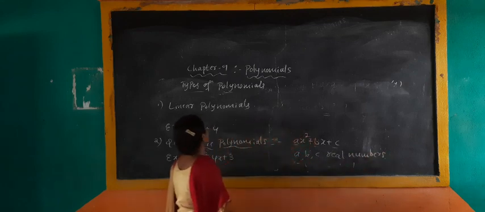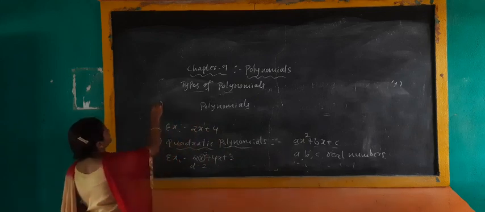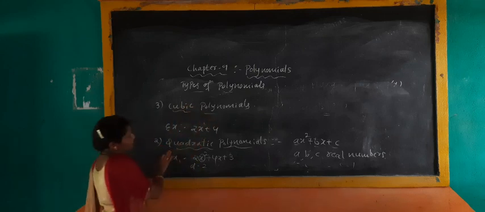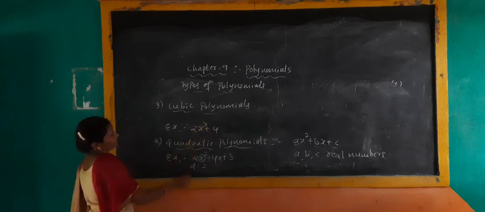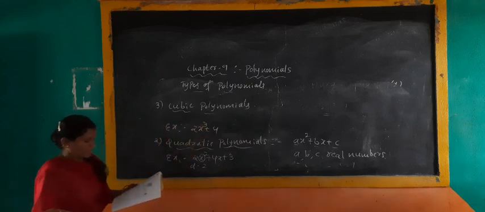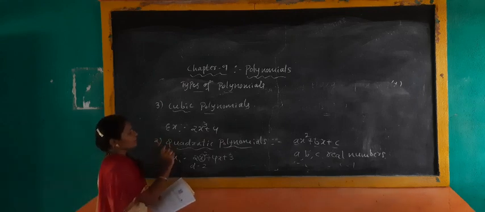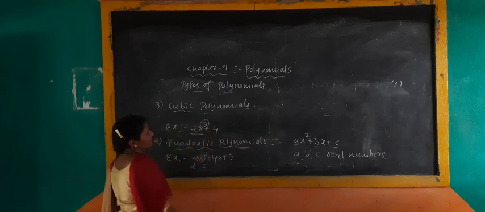Next, the third one, cubic polynomial. Here quadratic means 2. What do you mean by cubic? You know already, cubic means 3. Here a polynomial of degree 3 is called a cubic polynomial. For example, 2x cube plus 3. Here the highest degree is 3.